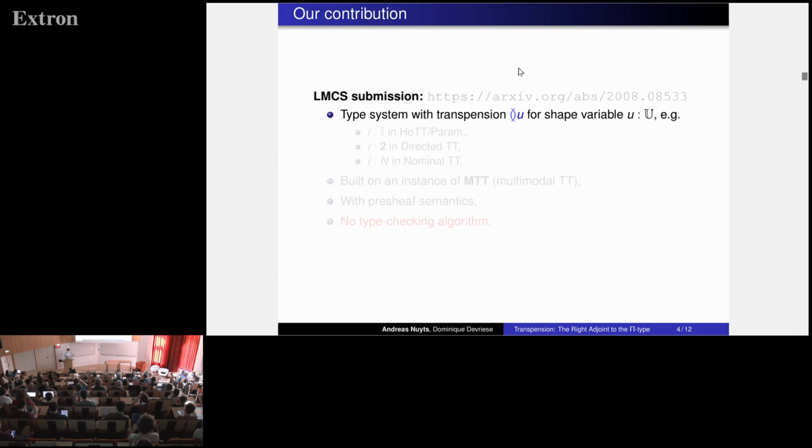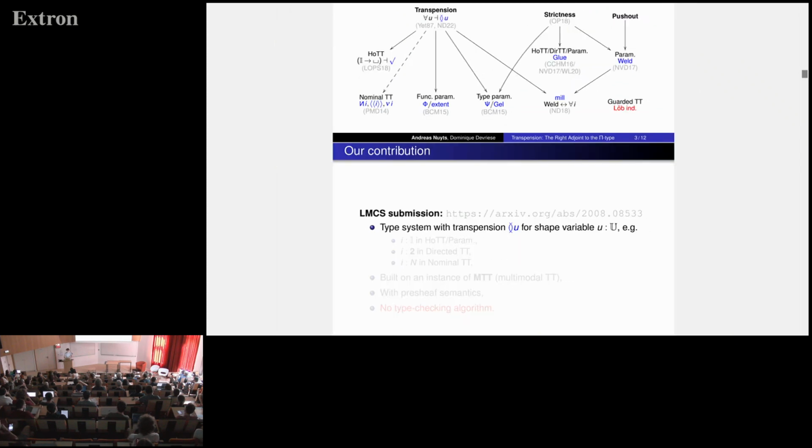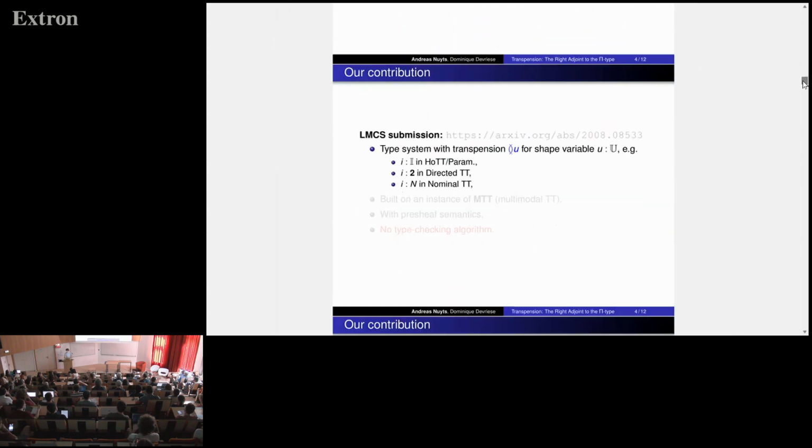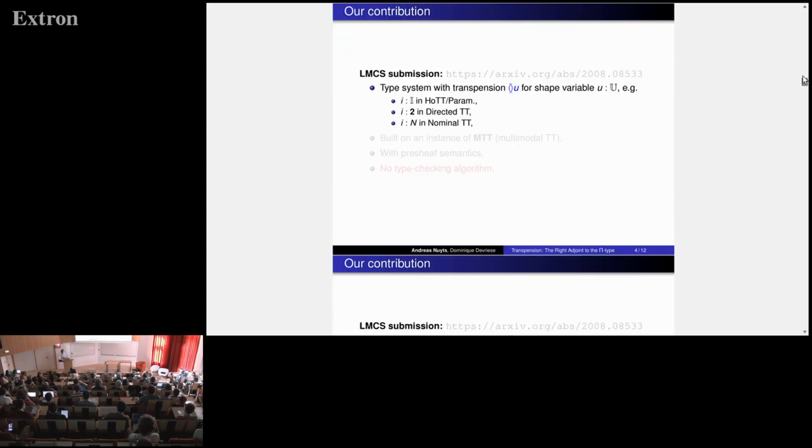So what's our contribution, which you can read about more in our LMCS submission? Well, the main contribution is that we have a type system with a transpension type for shape variables. And so examples of such shapes are the interval in homotopy type theory, the directed interval in directed type theory, the parametric interval in parametric type theory, names in nominal type theory, and so on.